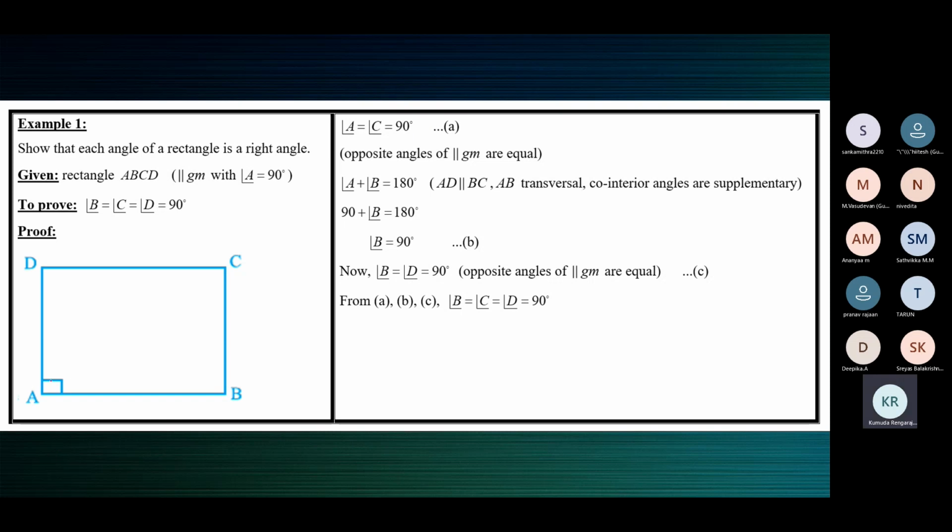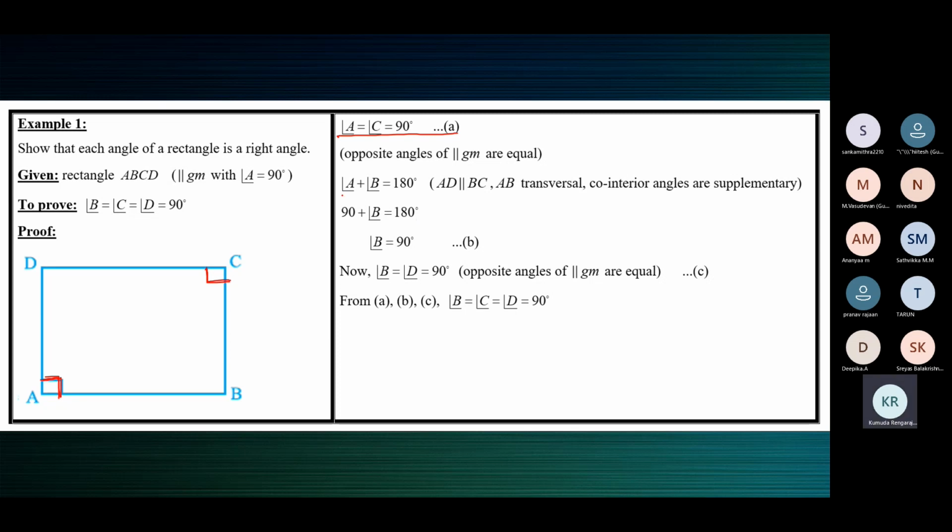So angle A is 90. So angle C is 90. You understand, because the opposite angles are equal. That's what you see here. A is equal to C is equal to 90, because A is 90 by the definition. Sorry, opposite angles are equal. It's a parallelogram. So C is 90.